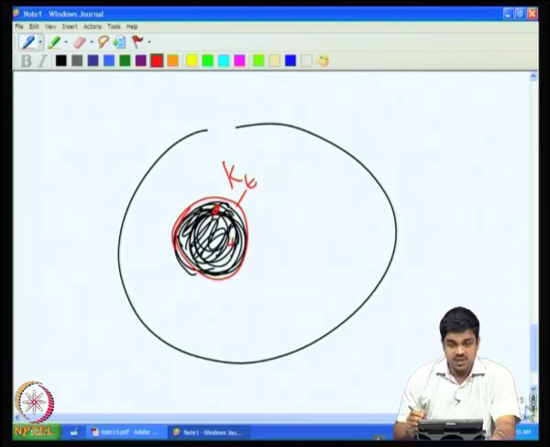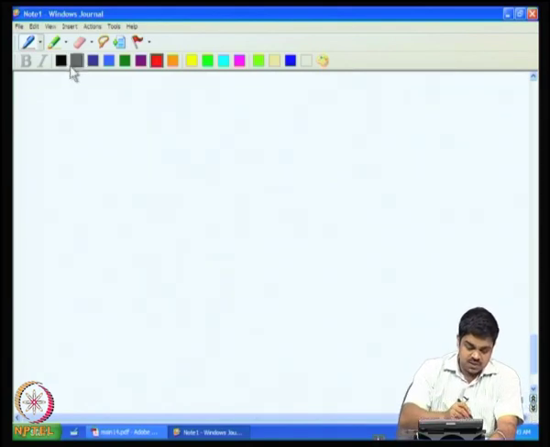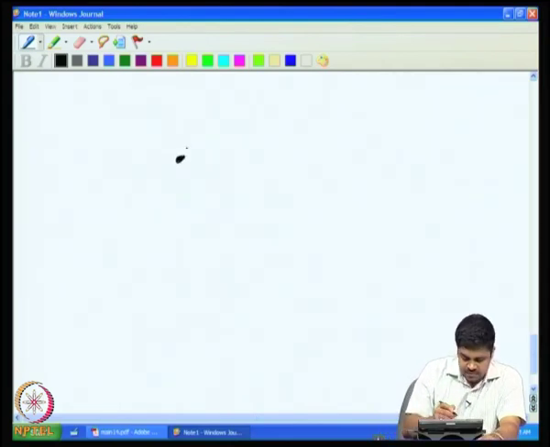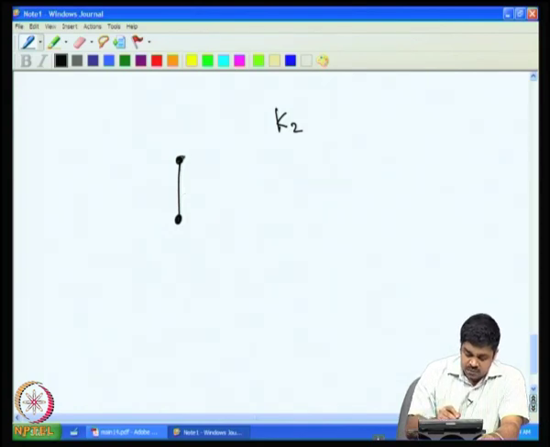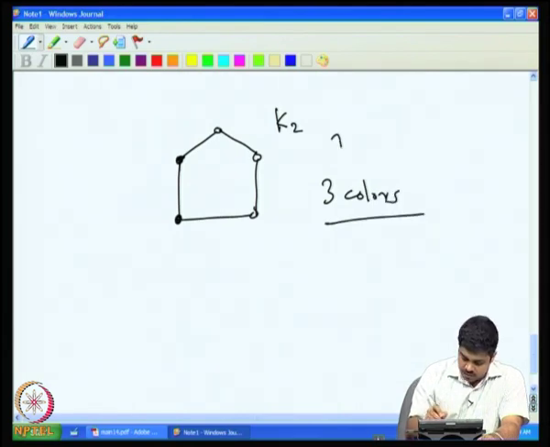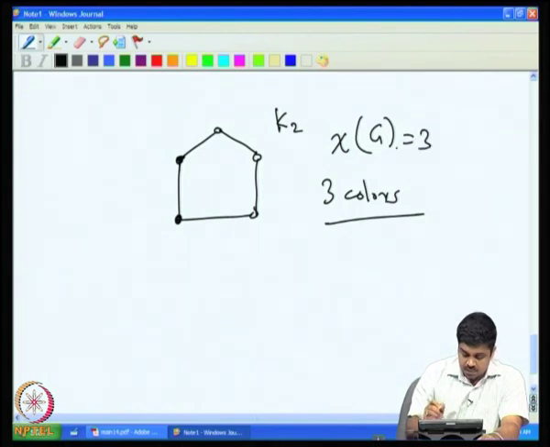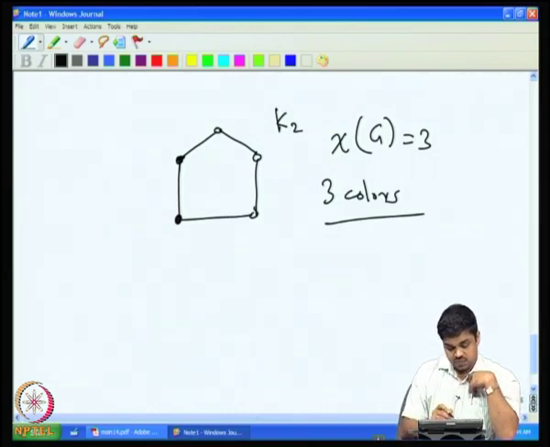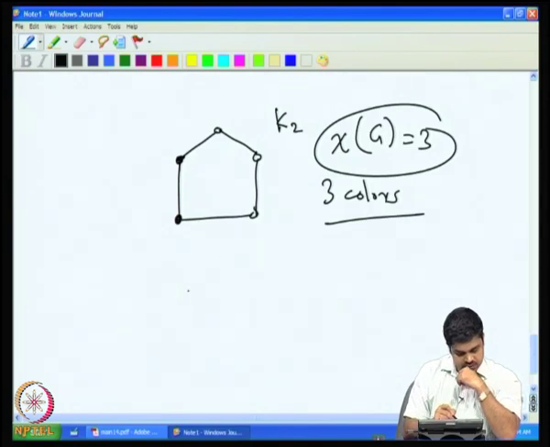It surprisingly turns out that it is possible to construct such graphs also. So let us see this example. Let us say, for one vertex, it is true. Then this is a two colorable K2, this is no triangle, but it needs two colors. Now the third one, this is the pentagon, which requires three colors. The chromatic number of G is equal to 3 here, but it does not have a triangle. So this is a triangle free graph which requires 3 colors. So this is the first example.